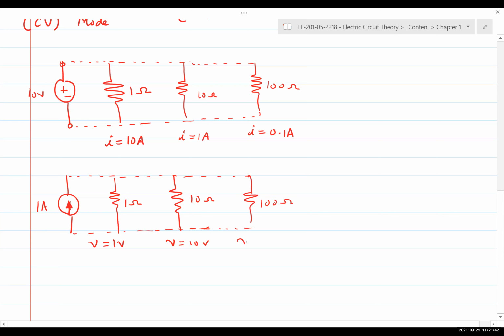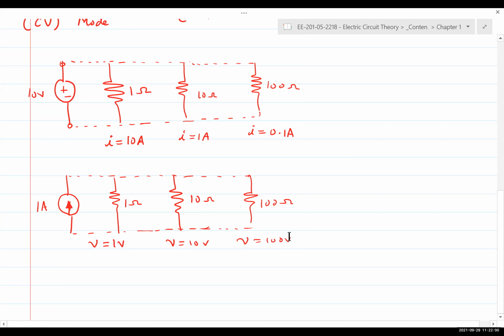And if it's 100 ohms, V is now 100. Current remains constant. Voltage is varied. So the current source will change the voltage at its output terminals, but it'll keep the current constant no matter what the load value is.